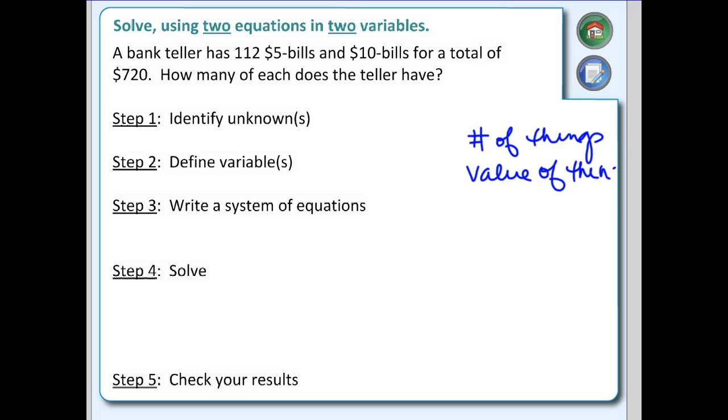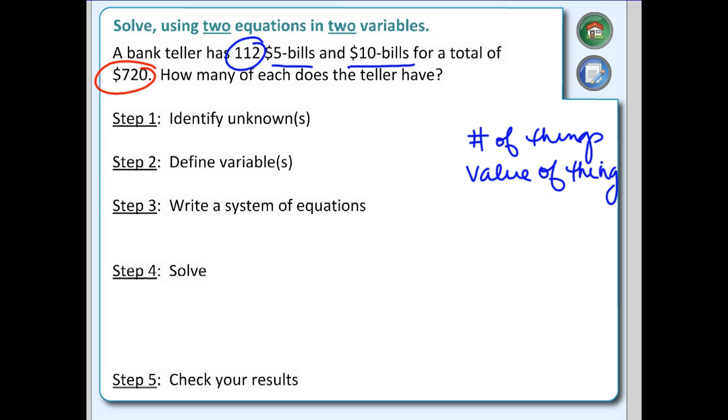All right, so if you look here, we're talking about the number of bills. We've got 112 $5 bills and $10 bills. And then the total of all those bills, when I put them together, is $720. So do you see what I mean by numbers of things and value of things? So what are we trying to find?